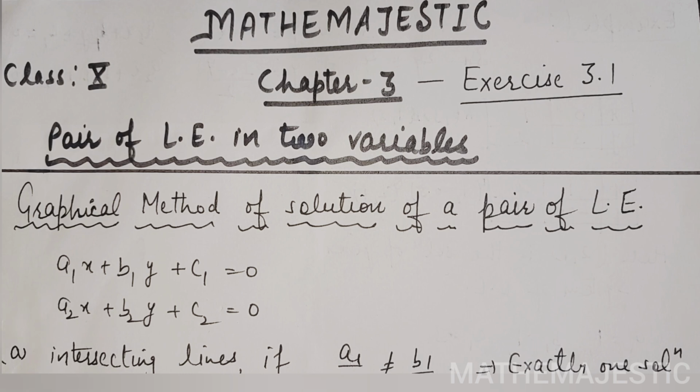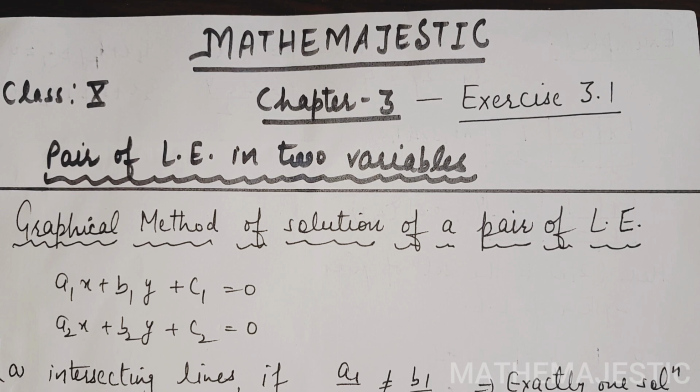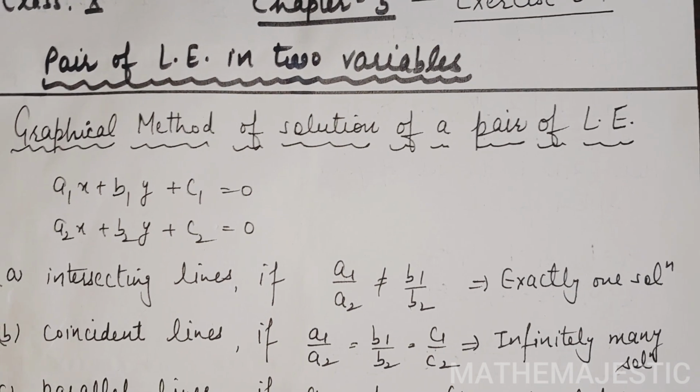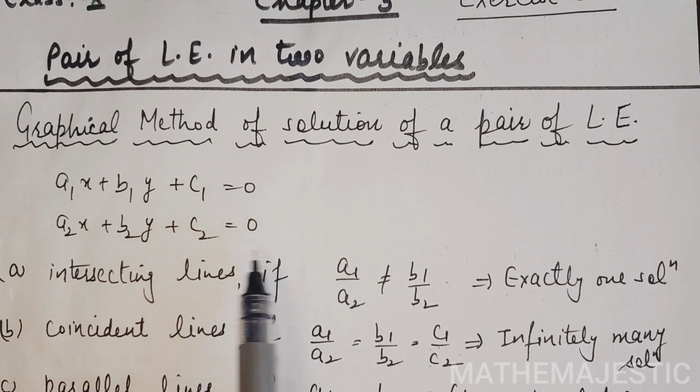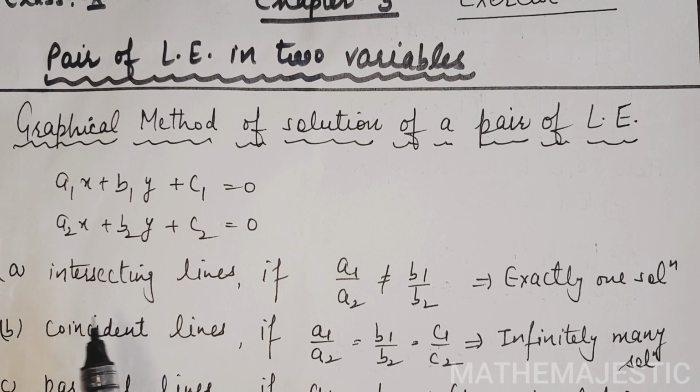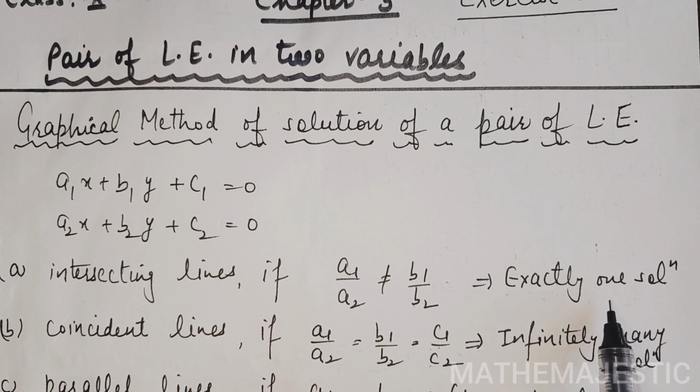Just to remind you, the rule for the graphical method: a1x plus b1y plus c1 equals 0 and a2x plus b2y plus c2 equals 0. These are two general linear equations. If the first two ratios are not equal, then the lines will be intersecting lines and they will have exactly one solution, that is the intersection point of both the graphs.